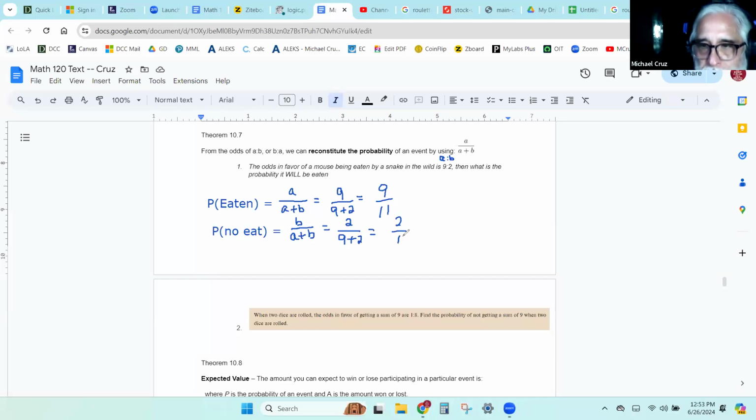2 over 11. And you see the good thing about this is the 2 and the 9 give us 11, which if we add those together, would be 11 over 11. Thus, eaten and not eaten are complements of one another. It didn't ask for the probability of not being eaten, but I wanted to just show you that you could get either one here.